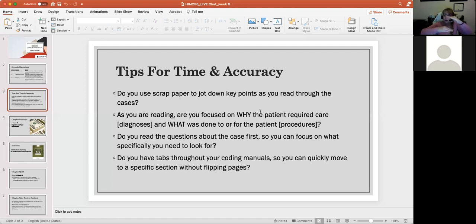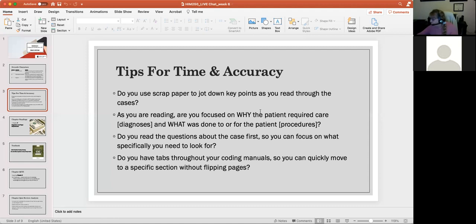justification for what was done, what was done, justification for what was done, whatever way works for you. But remember that that's two sides of that same coin. And then, of course, you know what to focus on if you've already looked at the questions that you're going to have to answer.